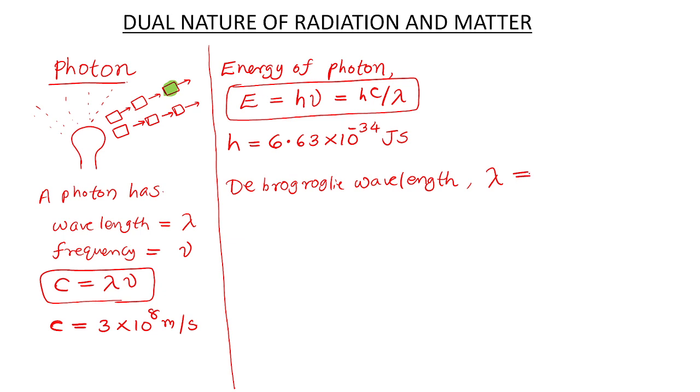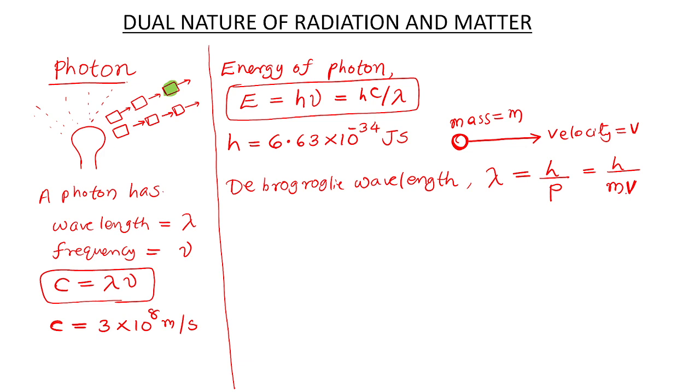Lambda equals, if an object has certain mass m and is moving with velocity v, then it has a de Broglie wavelength, lambda equal to h by p, where h is Planck's constant and p is the momentum. So this is h by mv.